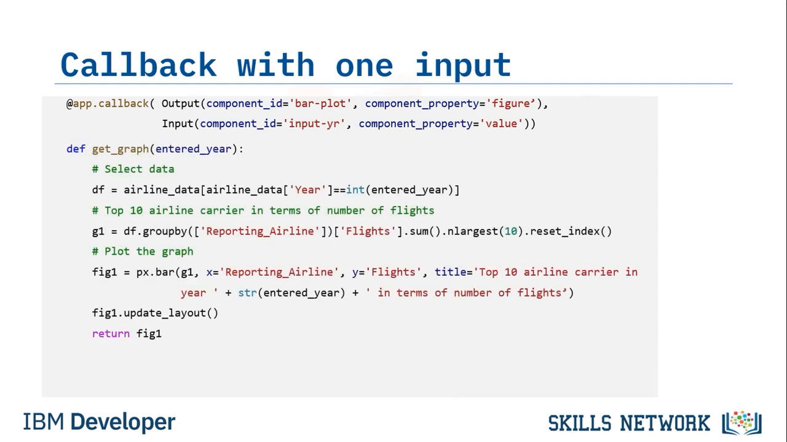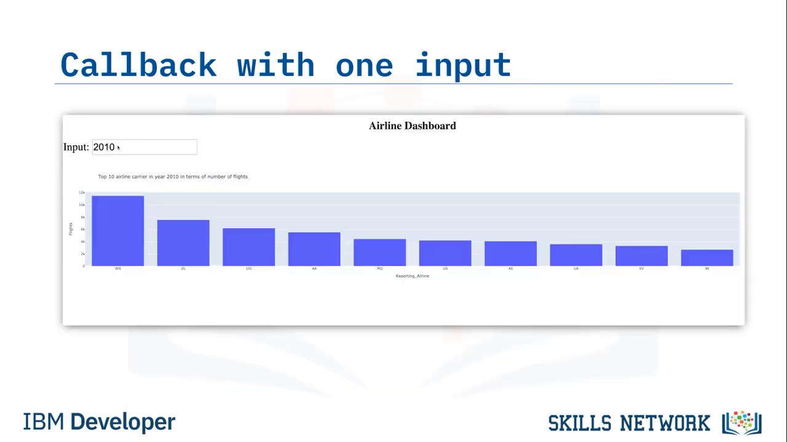Next, we will define the callback function get_graph. The entered year will be the input. Using the year, we extracted the required information from data. Finally, the application layout graph is updated. And lastly, we will run the application. This is the output of the code. Our initial input year is 2010. Note that as we update the year, the graph is updated for that year.